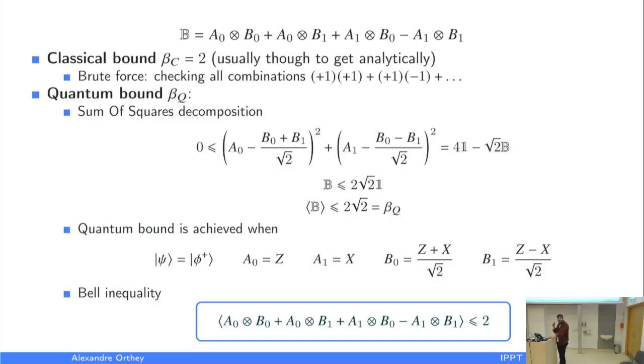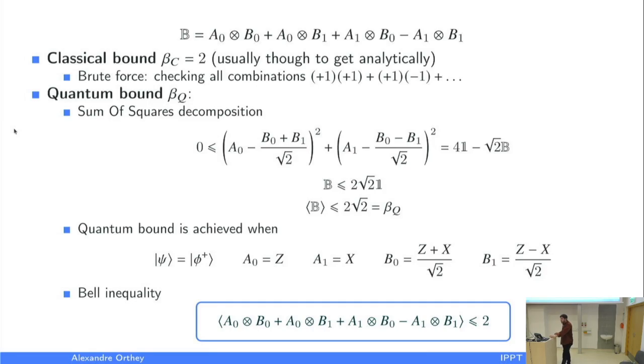Now, the quantum bound. Usually, you can do it analytically by using a sum of squares decomposition. Well, the sum of squares seems to be something that I just took out of a hat, right? But there are ways to obtain it with the NPA hierarchy, or you can use your experience from looking at what has been done in the past. So it's a smart way to decompose your Bell operator in terms of terms that are going to be squared and summed. So this needs to be greater or equal than 0. If you do the math for these terms here, you are going to reach 4 times identity minus square root of 2 times the Bell operator. If this is greater or equal than 0, then you can take the expected value, and this is going to be less or equal than 2 square root of 2. This is the quantum bound.